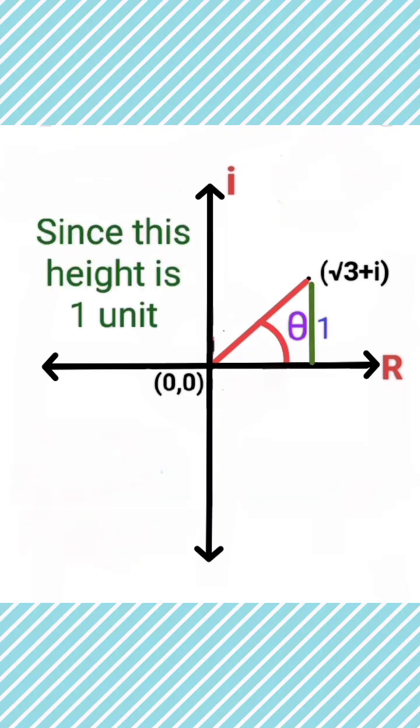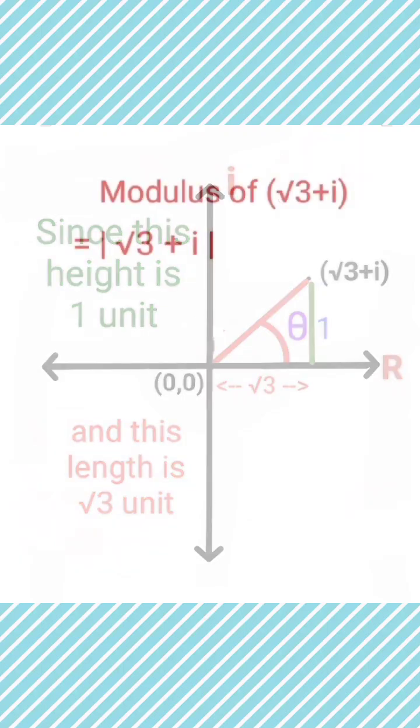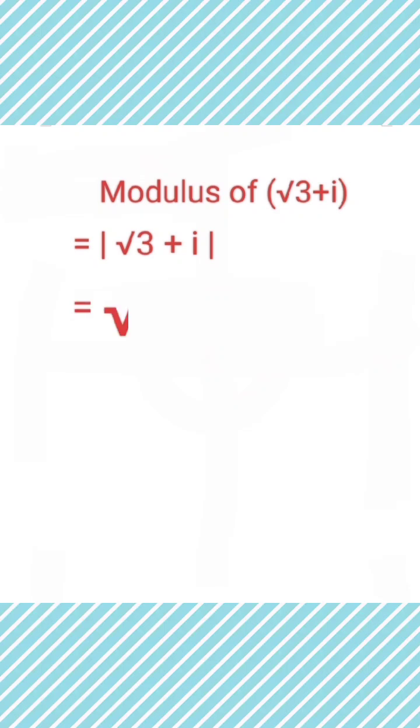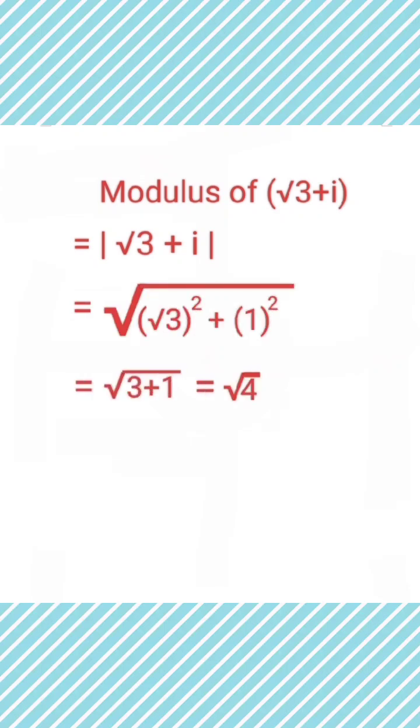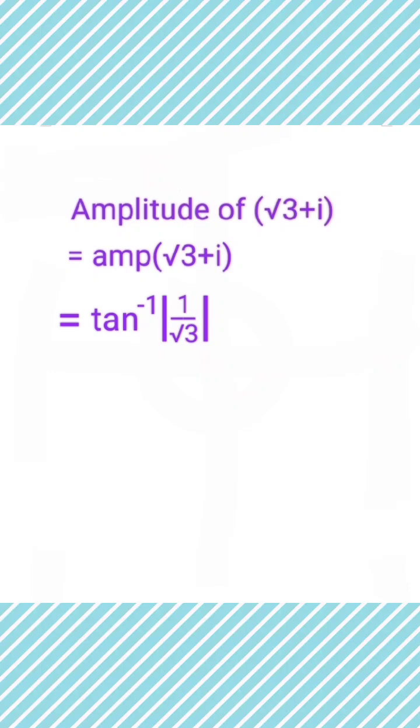Since this height is 1 unit and this length is root 3 unit, the modulus of root 3 plus i, mod root 3 plus i, equals root over 3 square plus 1 square, equals root over 3 plus 1, equals root 4, which equals 2. And the amplitude of root 3 plus i, amp root 3 plus i, equals tan inverse mod 1 by root 3, which equals pi by 6.